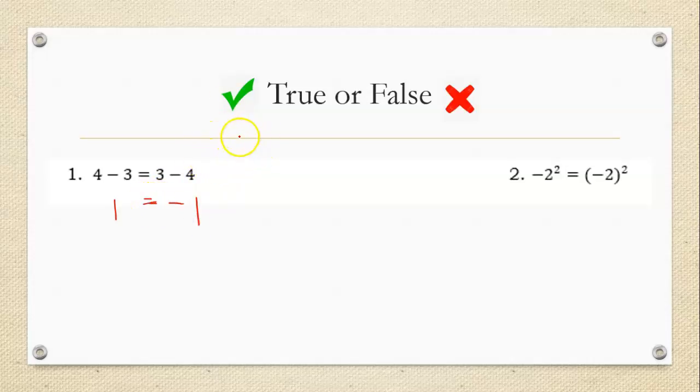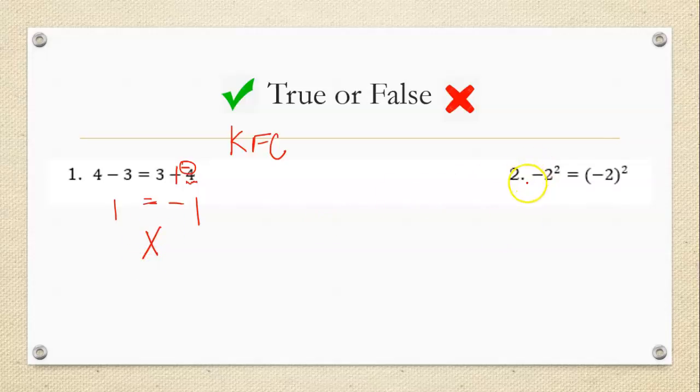Remember, we can do that KFC, keep, flip, change. So keep the first number, flip the second symbol, change the third. So the 4 is a bigger value in itself, so we subtract and keep the larger sign, -1. Nope, this is false. They're definitely not equal.